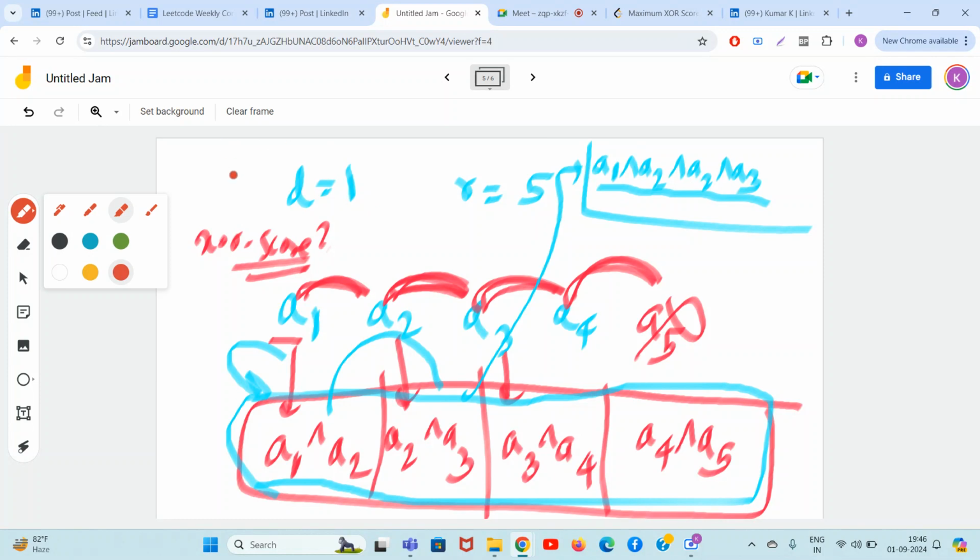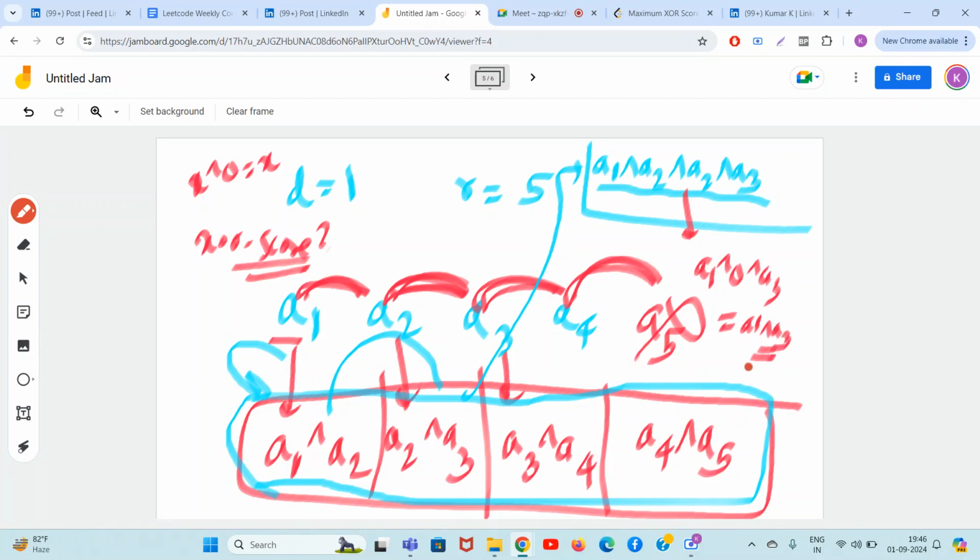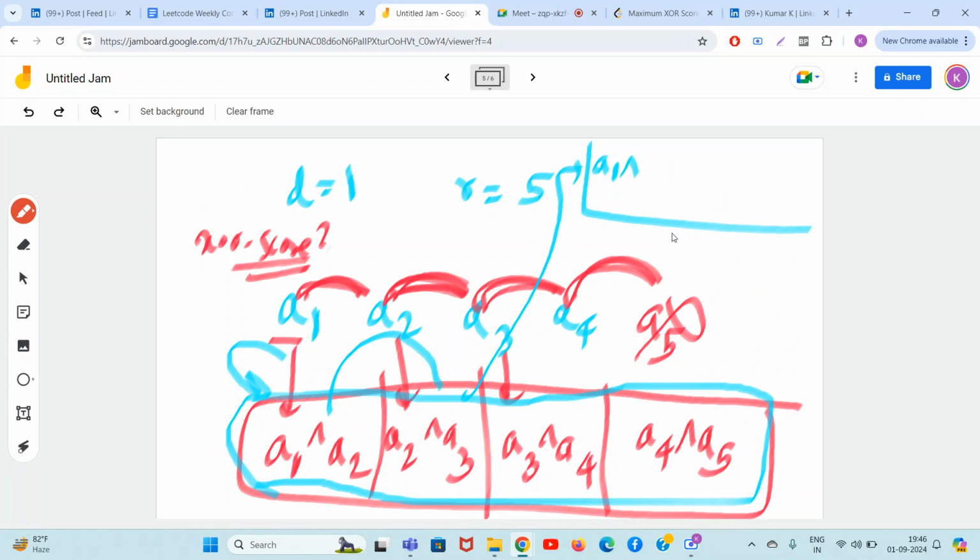Any number x XOR 0 is x only. So A2 XOR A2 will become 0. So A1 XOR 0 XOR A3 is equal to A1 XOR A3. So you can write that the first number of the new array now is A1 XOR A3. Similarly, what will be the second number?